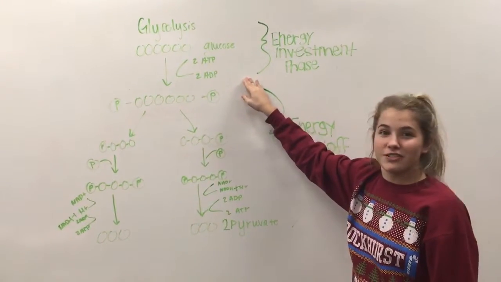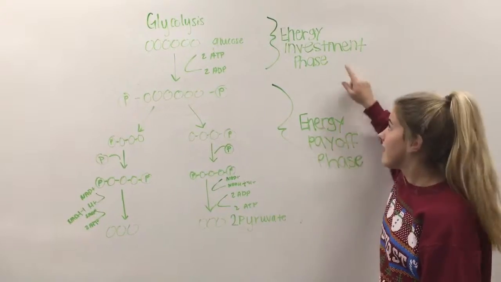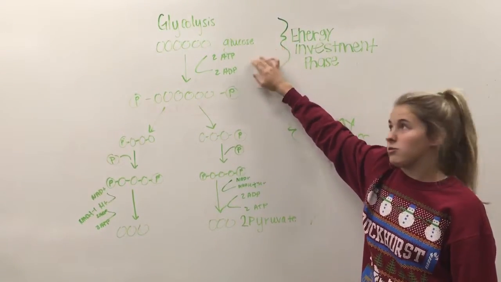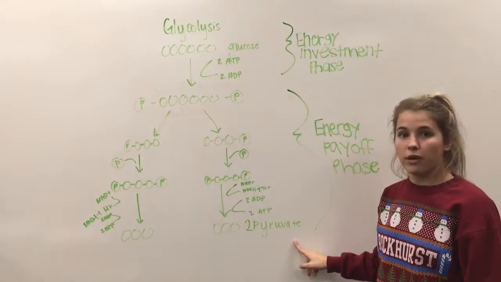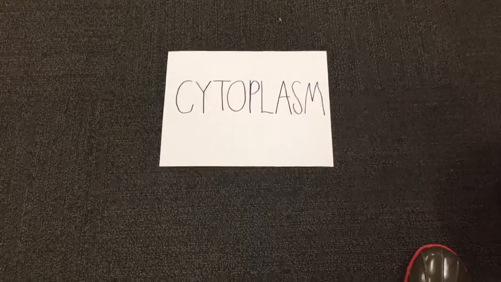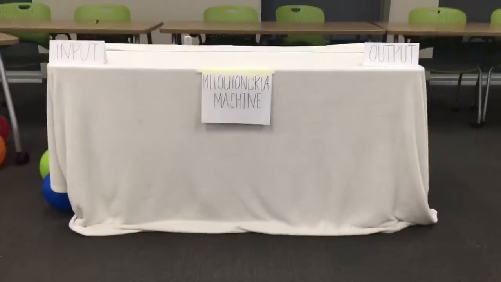Glycolysis is the first stage of cellular respiration and is made of 2 parts, the energy investment phase and the energy payoff phase. Starting with a 6-carbon glucose, which requires 2 ATP, 2 3-carbon pyruvates are made, and so are 2 NADHs. After glycolysis has occurred in the cytoplasm, then we move to the mitochondria.